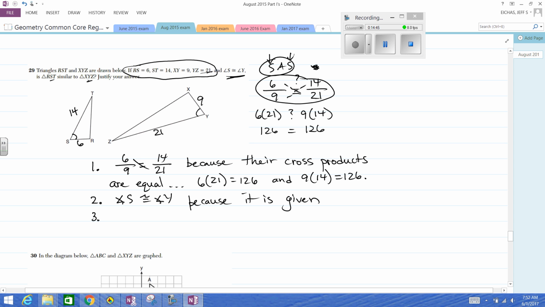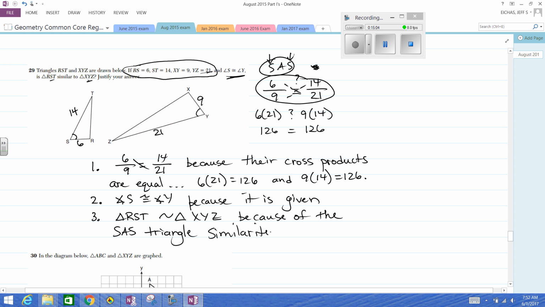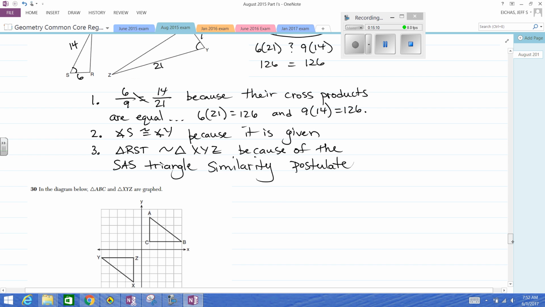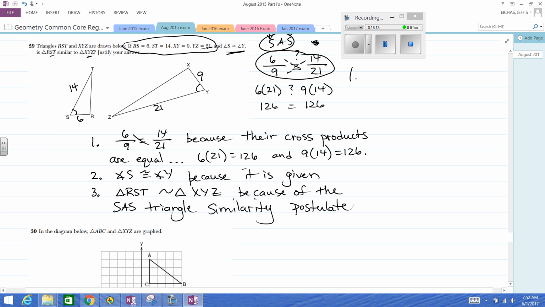And now we actually can finish the proof right now. Triangle RST is similar to triangle XYZ because of the side angle side triangle similarity, either theorem or postulate, whatever your teacher uses. Okay, good enough for 2 points. Again, this work up here is kind of key. Show that scrap work and then go ahead and do your explanation. Justify doesn't mean necessarily you need to do a proof. I just chose to.